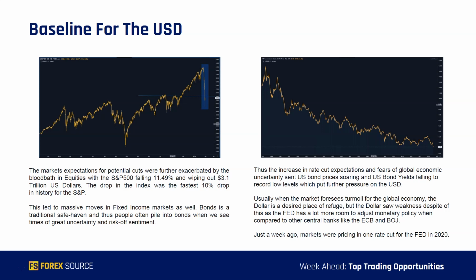Now, bonds are usually seen as a traditional safe haven, and thus people pile into bonds when we see times of great uncertainty and risk-off sentiment. Thus, the increase in rate cut expectations and fears of global economic uncertainty sent US bond prices soaring, and thus sent US bond yields falling to record low levels, which put further pressure on the US dollar. Now, usually when the market foresees turmoil for the global economy, the dollar is a desired place of refuge, but the dollar saw weakness despite this, as the Fed has a lot more room to adjust monetary policy when compared to other central banks like the ECB and the BOJ.